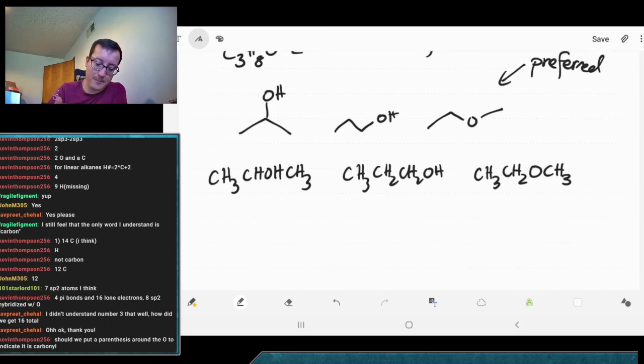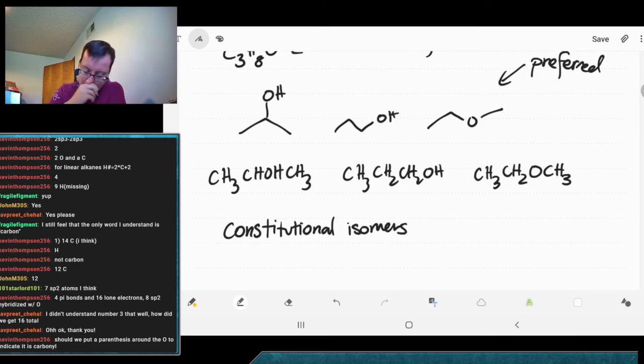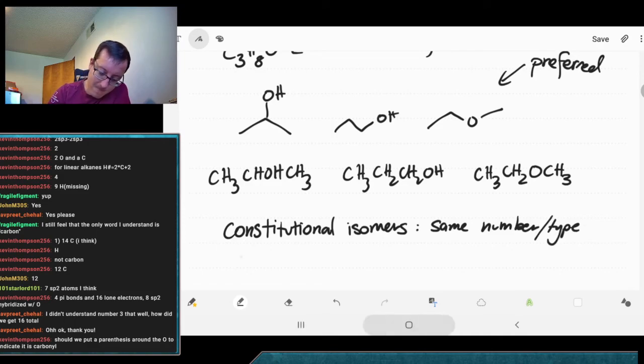By the way, these are called constitutional isomers. We're going to learn many different types of isomers in this class, but this is our first one. Constitutional isomers have the same number and type of atoms, but different arrangements.